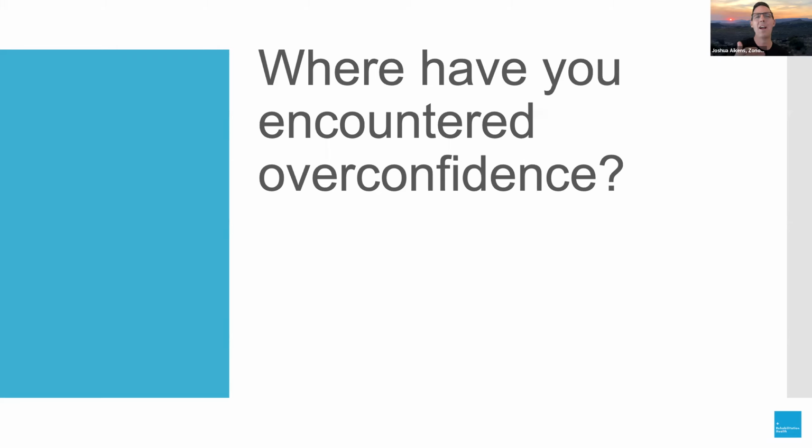The second O is overplacement. So in overestimation, we were thinking that we were better than we are. In overplacement, we think that we place ahead of others. We're better than other people. And this is really where that Lake Wobegon effect of everyone is above average lives.